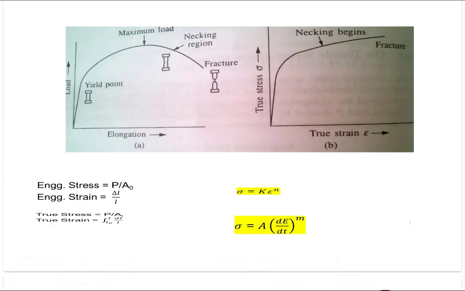So for example, for materials like copper and some brass, this n value can be nearly 0.5. If the material is very hard and less ductile, then the n value will be less. For example, for heat treated steel the n value is nearly 0.15, whereas for copper and brass the n value is 0.5.